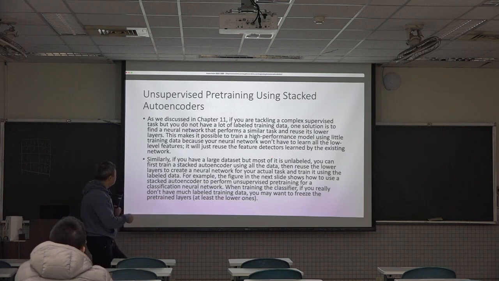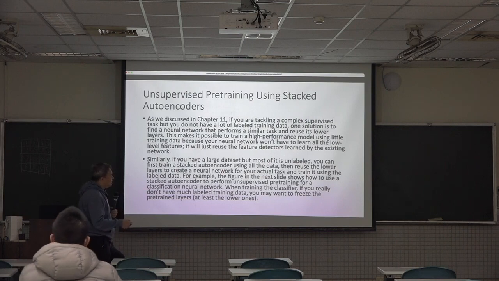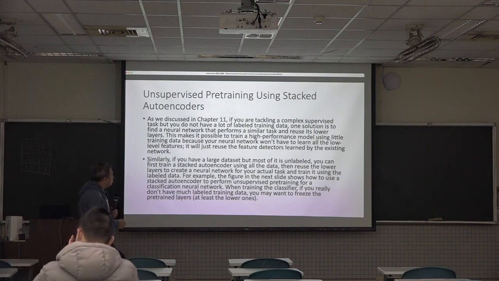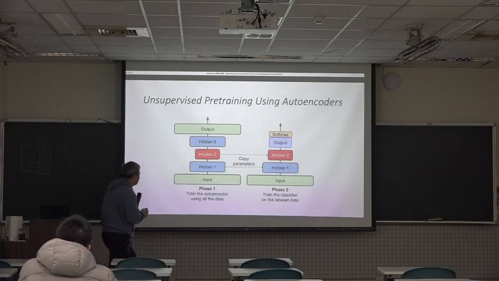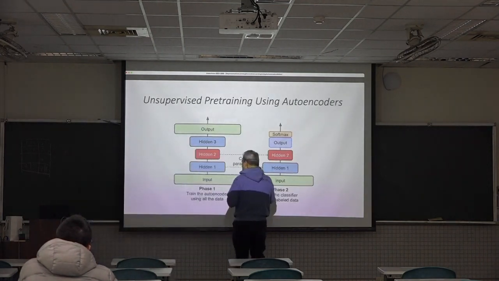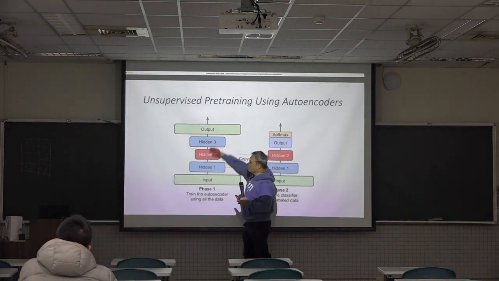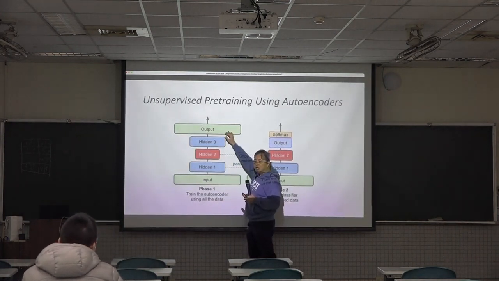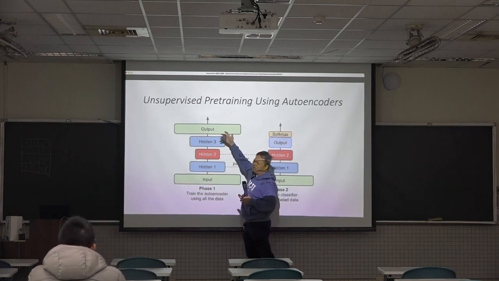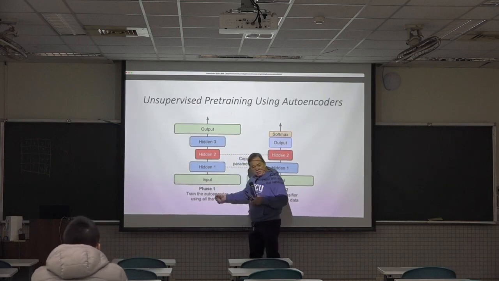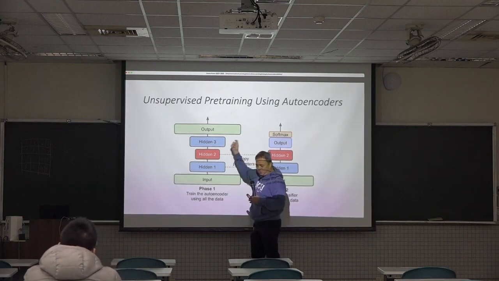You can first train a stacked autoencoder using all the data. Then reuse the lower layers to create a neural network for your actual task, and train it using the labeled data, something like this. You can use all the data that you have to train this autoencoder. And when you train this autoencoder, obviously the label will be just the input, right? Because this is the autoencoder.